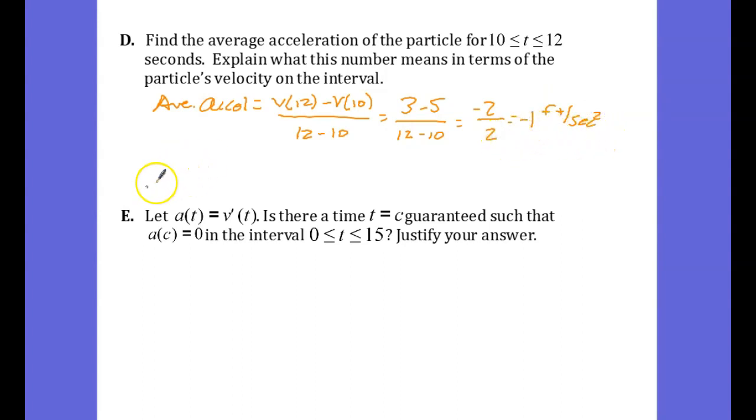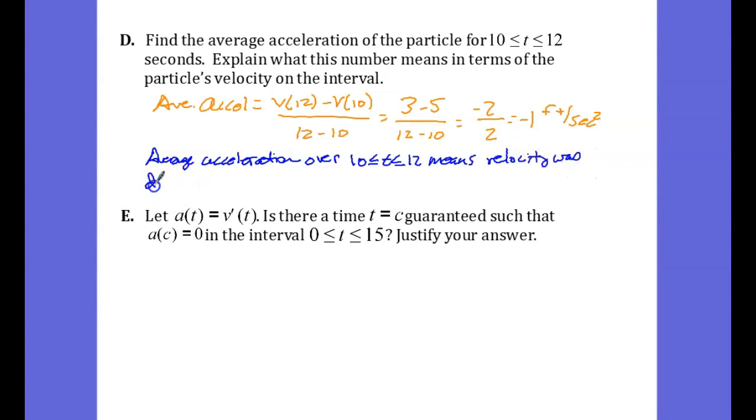So let's write up our interpretation of this. Average acceleration over this interval means that the velocity was decreasing. Why? Because the sign was negative. On average, at a rate of 1 foot per second squared.